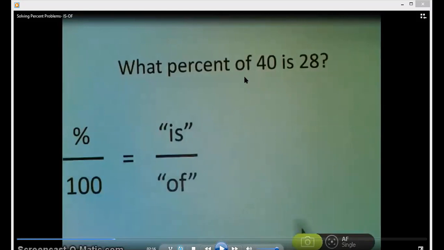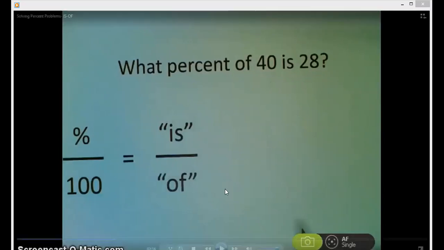Look here, after the word of, I have 40, after the word is 28, and I don't have percent. I don't have any number before the word percent. So he's looking for what percent, right? And is represents a part from the whole. So if I want to simplify or describe here, which one is the part and which one is the whole? 28 is the part, 40 is the whole. And I want to know what percent of 40 is 28.